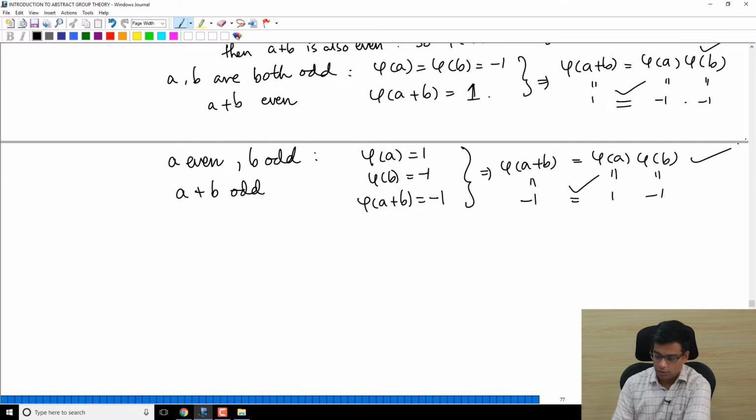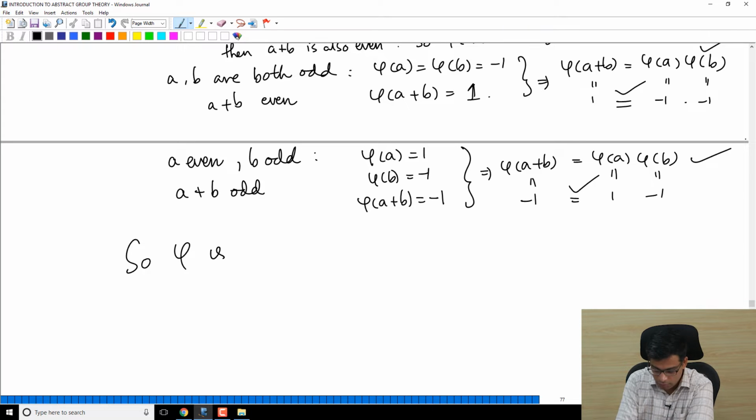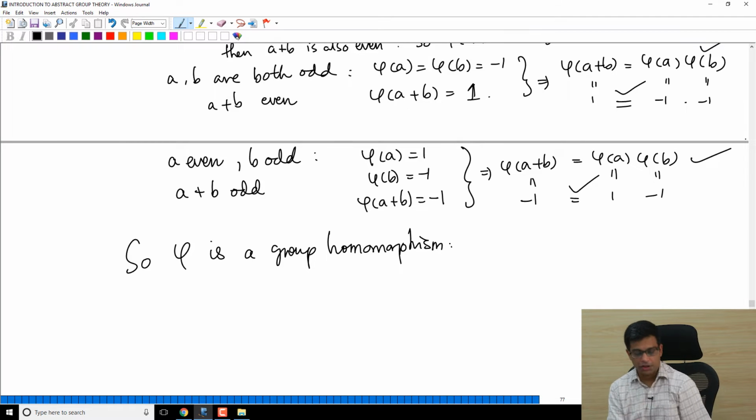So this is okay. Similarly, if A is odd and B is even, you can check that the same condition holds. So phi is a group homomorphism. The function which sends an integer to 1 or minus 1 depending on whether it is even or odd is a group homomorphism.